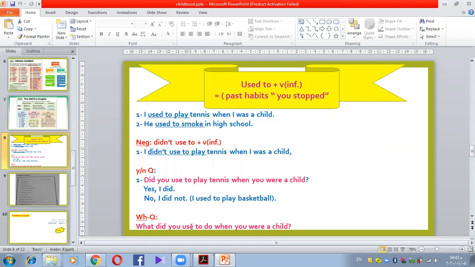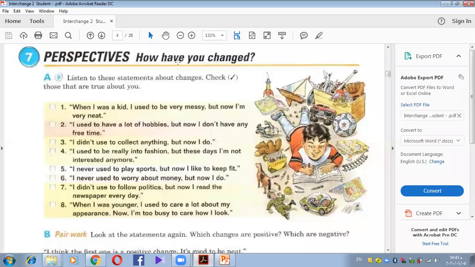Okay, I think it's easy and it's simple. It's not so difficult. So let's have a look now. How have you changed? When I was a kid, I used to be very messy. Messy, it means not organized. But now I'm very neat. Neat, it means organized. I used to have a lot of hobbies, but now I don't have any free time. I didn't use to collect anything, but now I do.